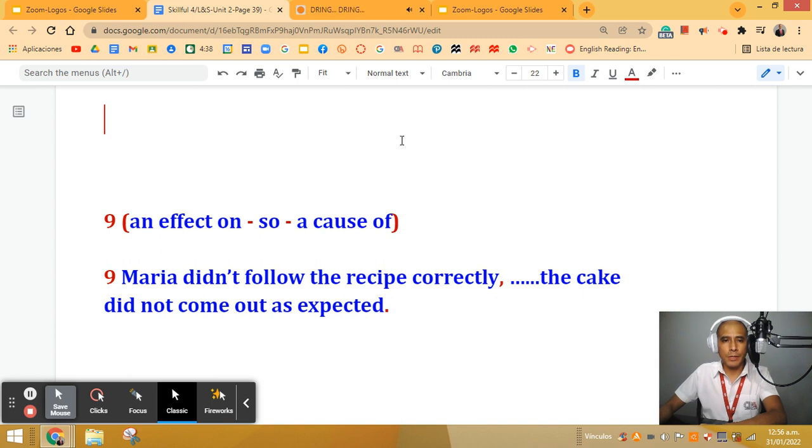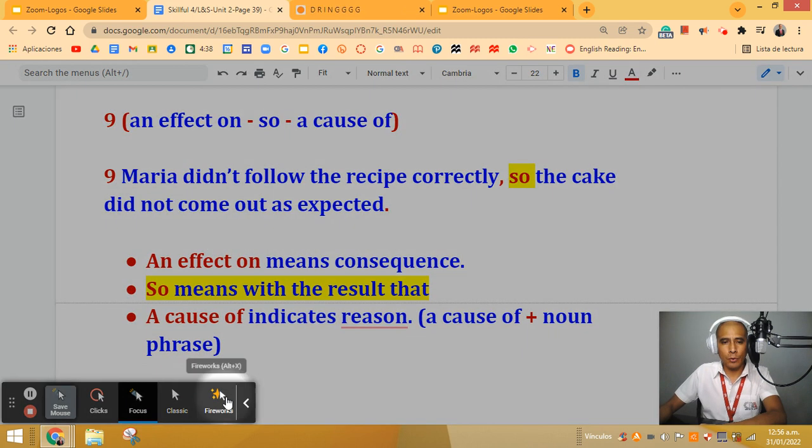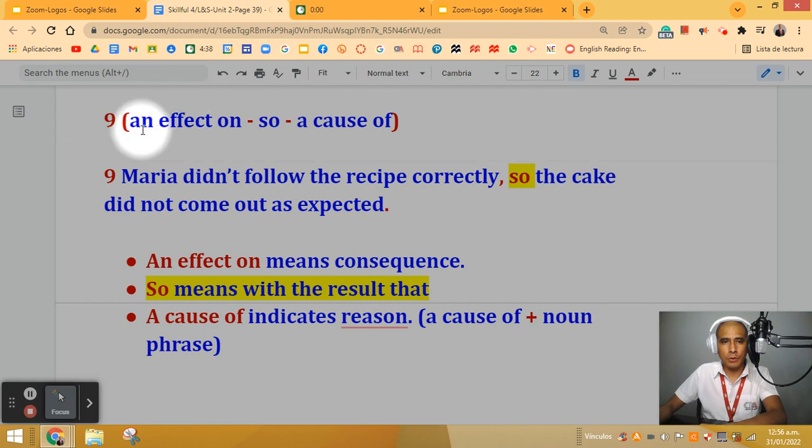All right, time is up. Let's analyze number 9. So what do we have here? The first option is an effect on, the second option is so, and the third is a cause of. Number 9 says, Maria didn't follow the recipe correctly, so the cake did not come out as expected. Option number 1, an effect on, means consequence. What about number 2? So means with the result that.